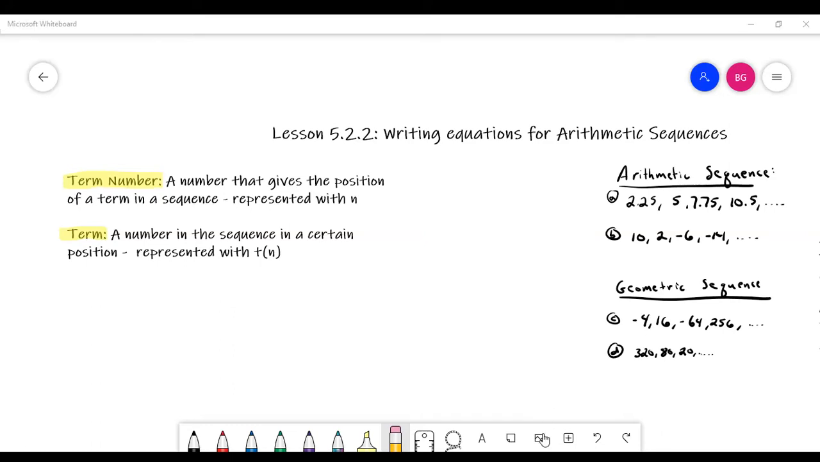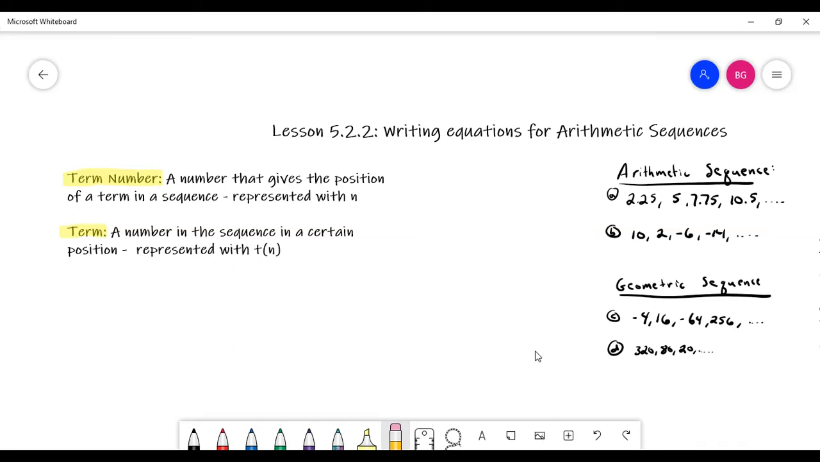Okay, today I'm going to go over lesson 5.2.2, writing equations for arithmetic sequences. So first, we need to review a little bit of what we talked about already. So what is an arithmetic sequence? We also got to talk about geometric, to remember that. So I got a few examples over here on the right-hand side.